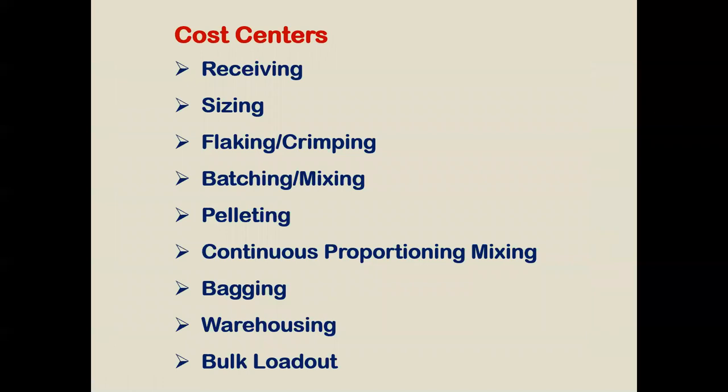Cost center. This is very much important. So how can the cost be calculated? That means receiving of the materials, sizing of the materials, flaking, meaning different applications of different technologies, batching, mixing of the materials, pelleting, continuous proportioning of mixing. There is some proportion or ratio of mixing of different ingredients. So that again adds to the costing of this feed unit.